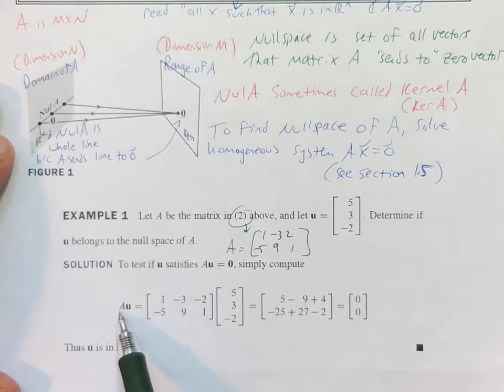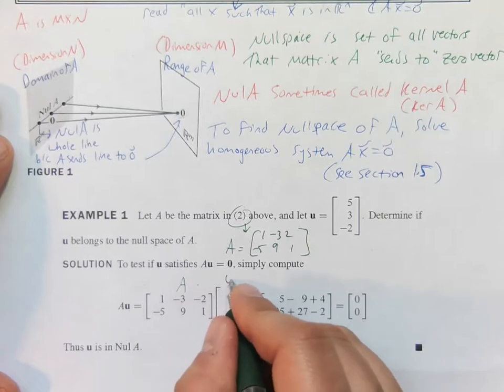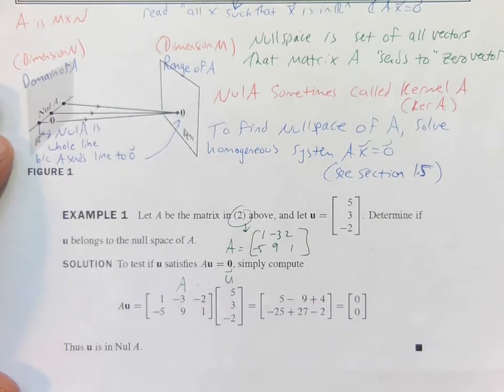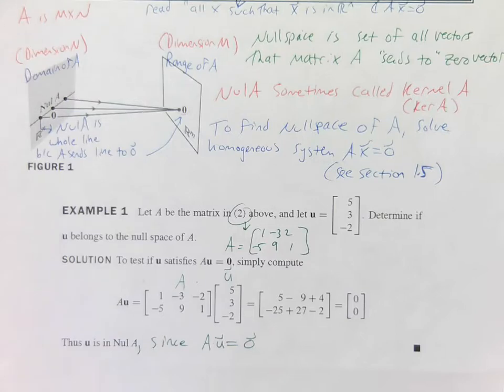And so here I am multiplying A times U. Here's the matrix A multiplied by U. And when we do that, we see that we get this, and those numbers add up to 0, 0. And so U is in the null space, just to be clear, since we multiplied U by A and we got the 0 vector. So it's very easy to test if something's in the null space. Just multiply it by A and see if you get the 0 vector.